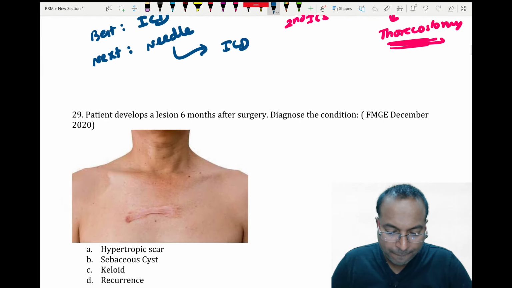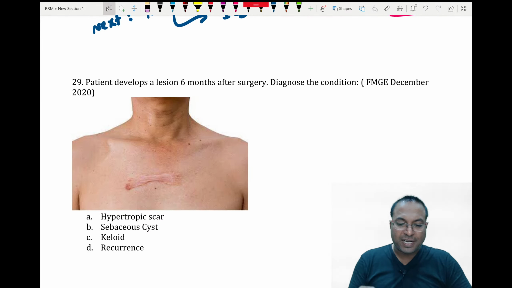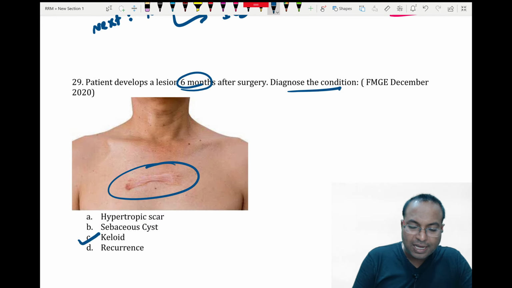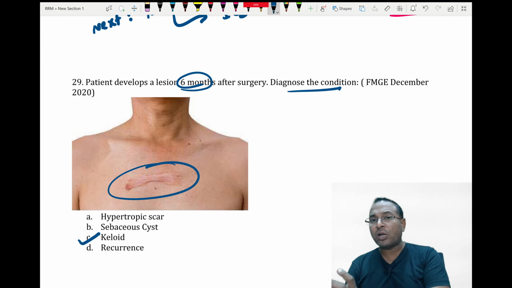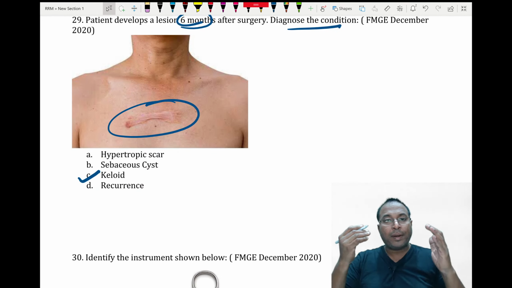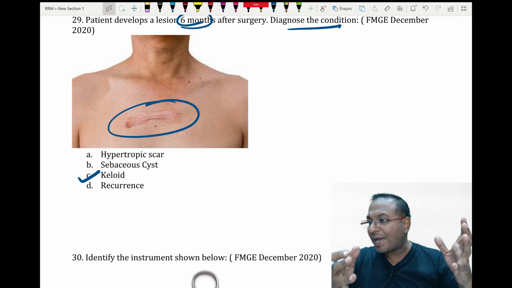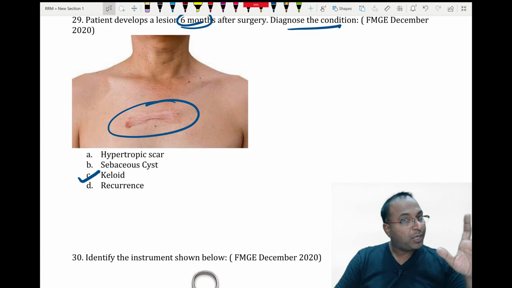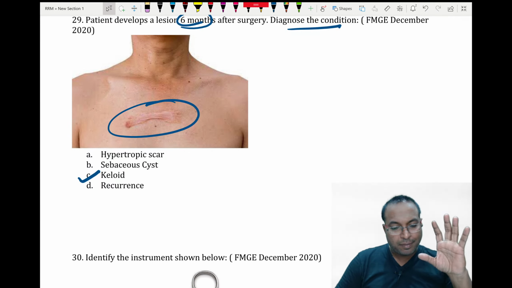Okay. So this question I just now discussed. A patient develops a lesion 6 months after surgery. Diagnose the condition. A classical scar, that is keloid, extending beyond the normal skin area. So like this, I'm telling you, the concepts will be repeated. If I tell you we are going through 200 questions, you might be scared. How is he going to discuss 200 questions in 2 hours? We will be discussing, you will be answering, because most of the questions will be repeated again and again.